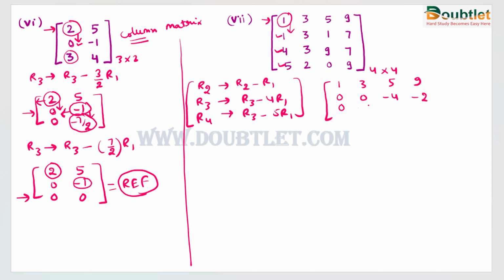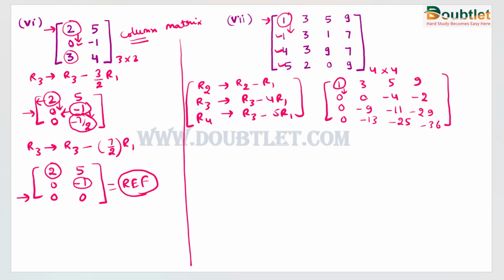So 3 minus 12, minus 9. This will become 9 minus 20, so minus 11. This will become 7 minus 36, so this will become minus 29. Now for this one, this will become 0, this will become minus 13, this will become minus 25, this will become minus 36. 9 minus 45, minus 36. So this is all done for the first leading element, because below this all are 0.